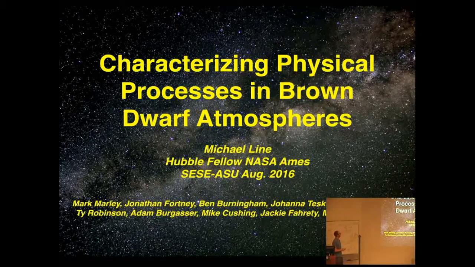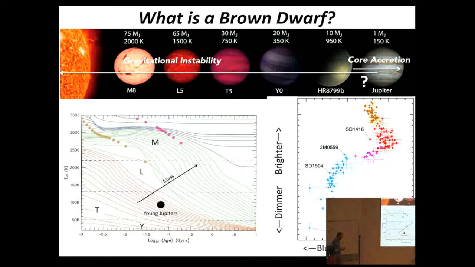Anyway, we want to figure out what brown dwarf spectra can tell us about their atmospheres and how we can use them as analogs for understanding transiting exoplanets. So what are brown dwarfs? Brown dwarfs are failed stars.